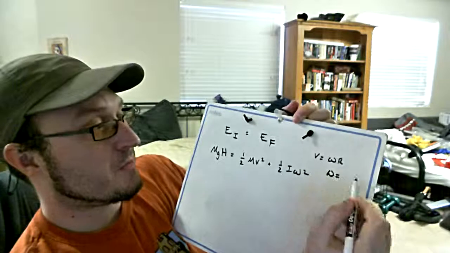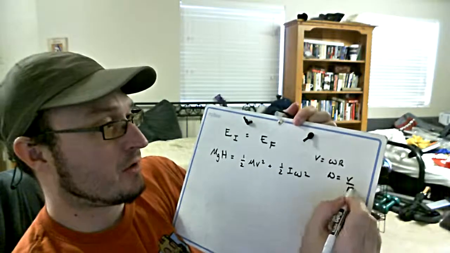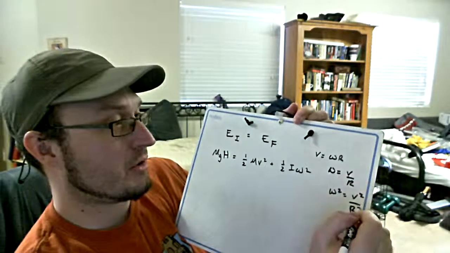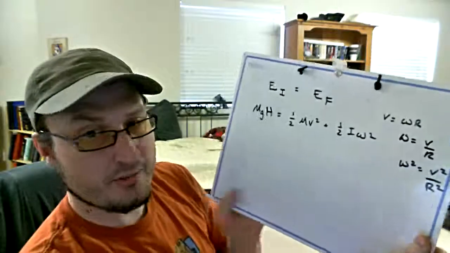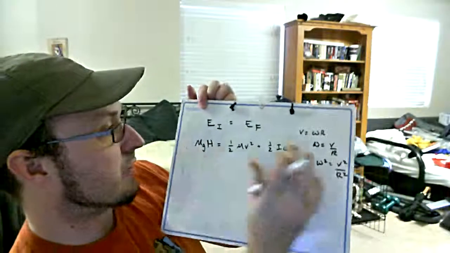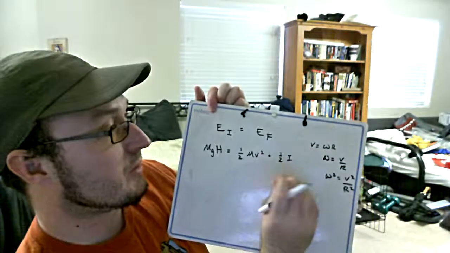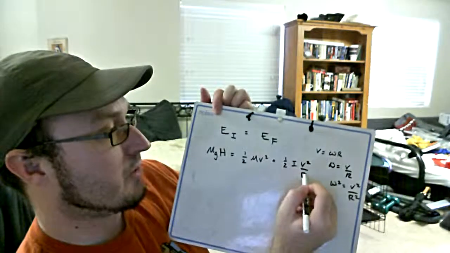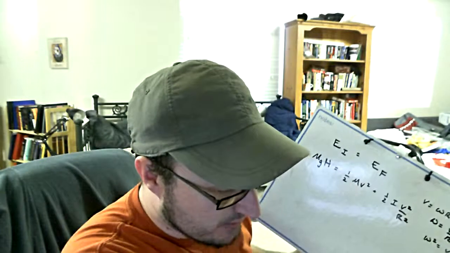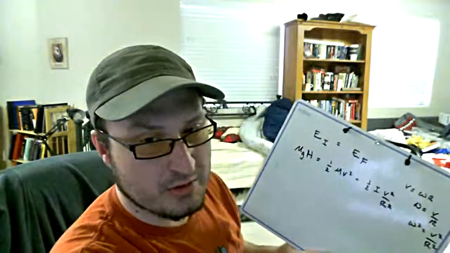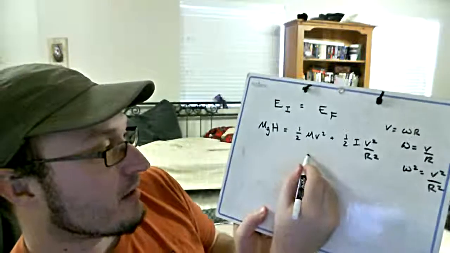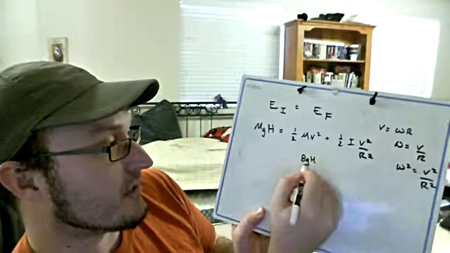So omega equals v over r, omega squared equals v squared over r squared. That's the substitution that we're going to make here that's important. And so on we go. I'll go ahead and plug that right in here. I'm going to erase omega squared and put in v squared over r squared. Now, v is the square root of 8gh divided by 7, so to square it, it's just 8gh over 7. So anywhere I see a v squared, I'm going to plug in 8gh over 7.